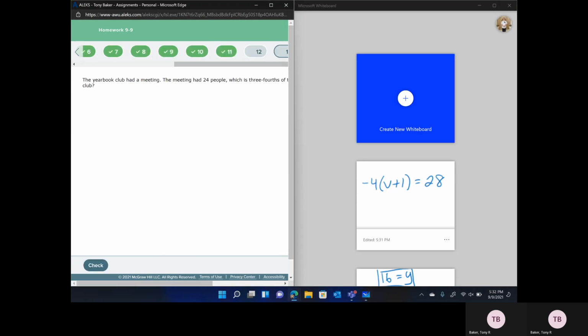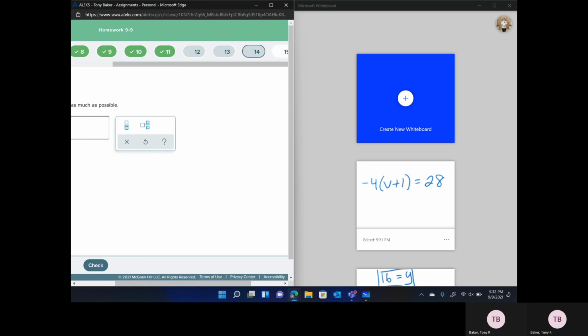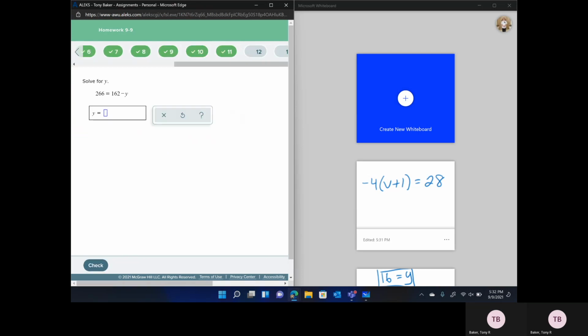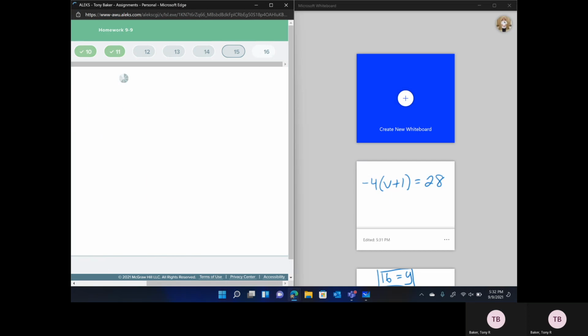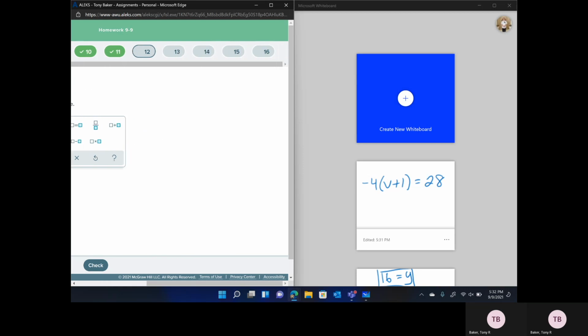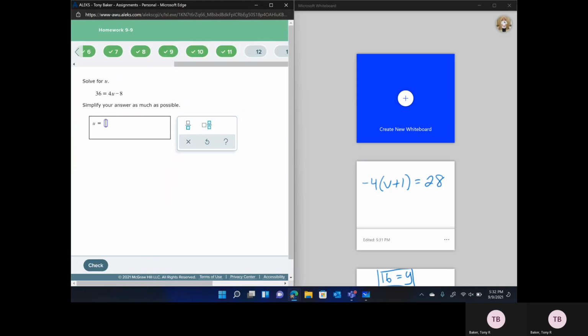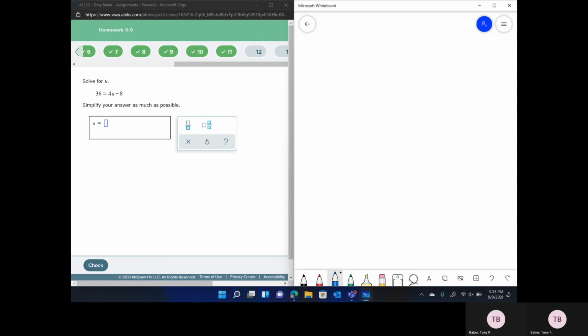All right, let's see what the rest of these are real quick. I think they're just all solving equations. Oh, that's the two-step problem. All right, so let's go do the two-step problems first. All right, so we've got 36 equals 4u minus 8. Same concept as what I just did in the last one. We just don't have parentheses in this one.